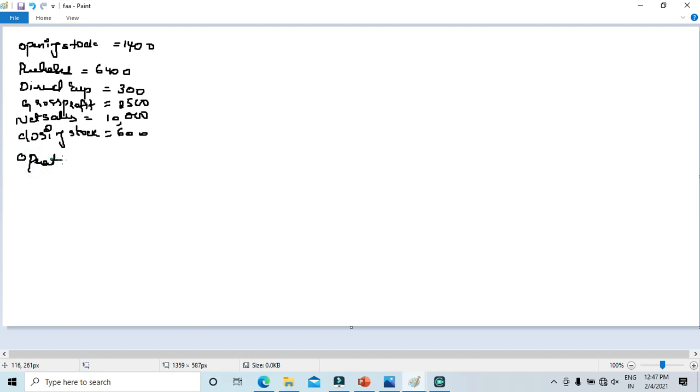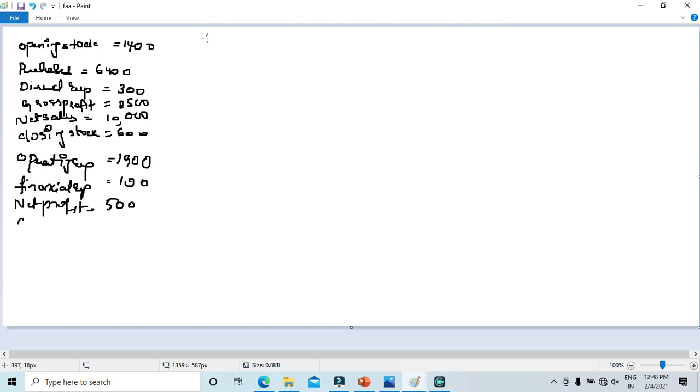Operating expenses, and altogether I'm just going to take out the total, I'm not going to write down separately: 1900. Financial expenses, I'm just taking over here: 100. Net profit 500. Gross profit we have already taken down, so let's start doing this.